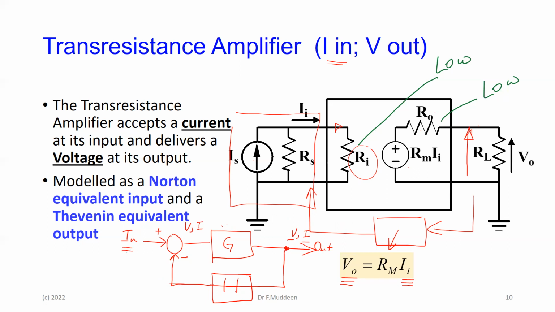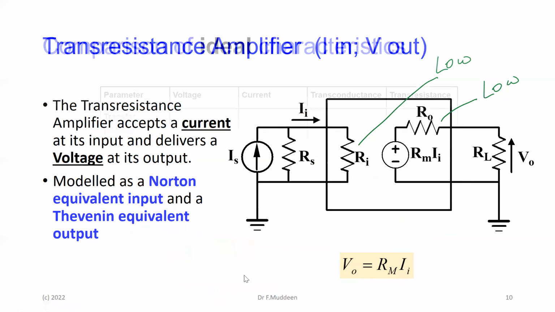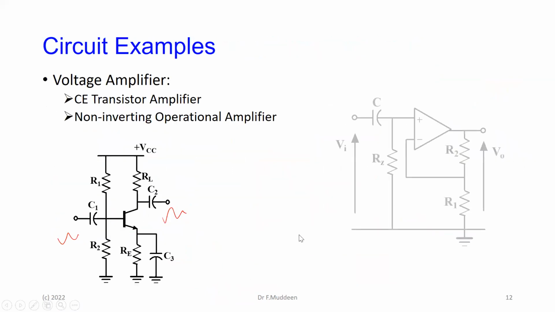So again, we have four combinations to deal with. Everybody seeing that? The input could be voltage or current, the output could be voltage or current, and we have four combinations of that. So depending on what I have to feed back, I could be sensing either voltage or current and feeding back either voltage or current, depending on the configuration. Fair enough? Let me know.